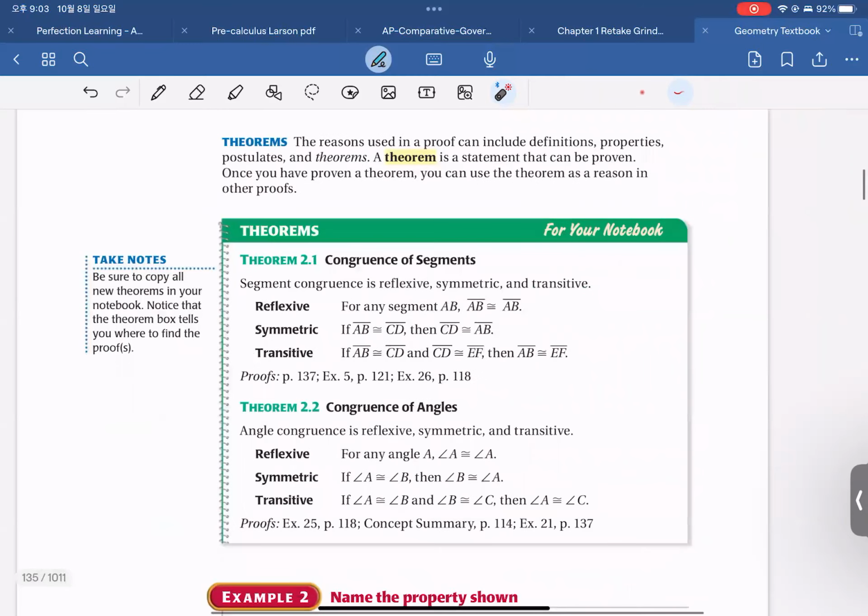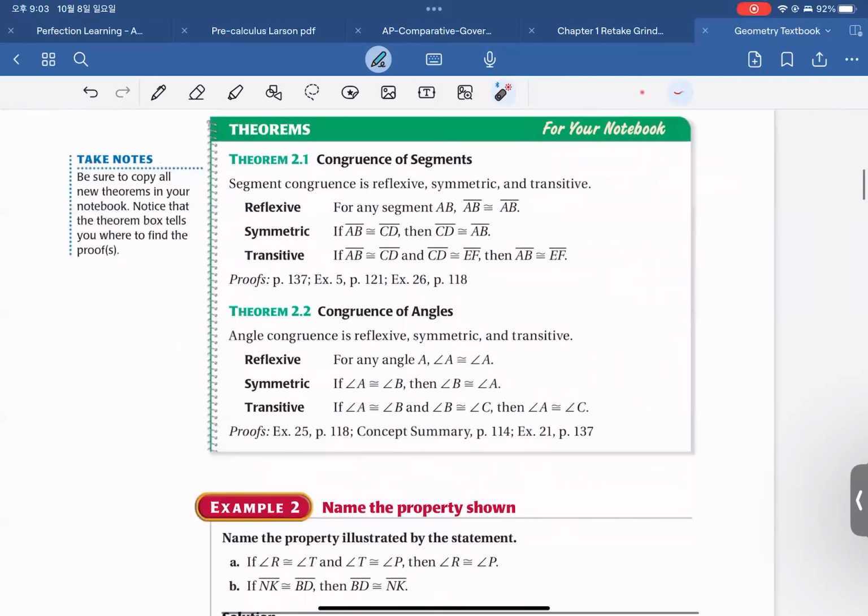So look at some theorems, right? Essentially, with a theorem, you need to prove the statement. It's not something that's just given like a postulate. And proofs can include definitions, properties, and really a lot of things. But I feel like there are some key theorems here.